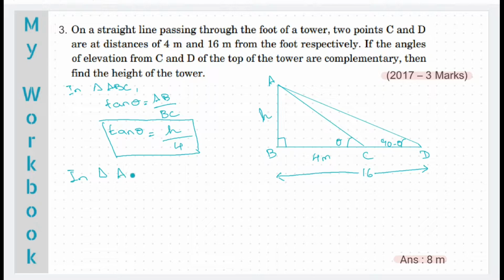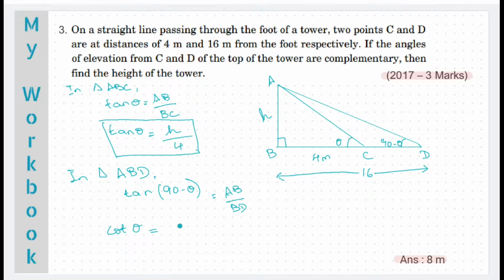In triangle ABD, the bigger one, here again, what is tan of 90 minus theta? That is this angle. Opposite side is AB and the adjacent side is BD. So tan of 90 minus theta can be written as cot of theta because tan and cot are complementary to each other. So tan of 90 minus theta is cot theta.